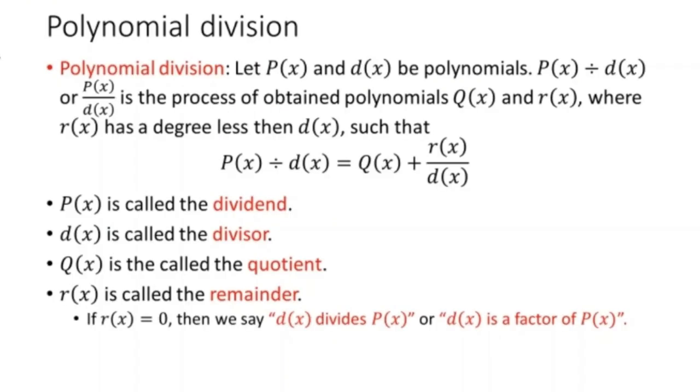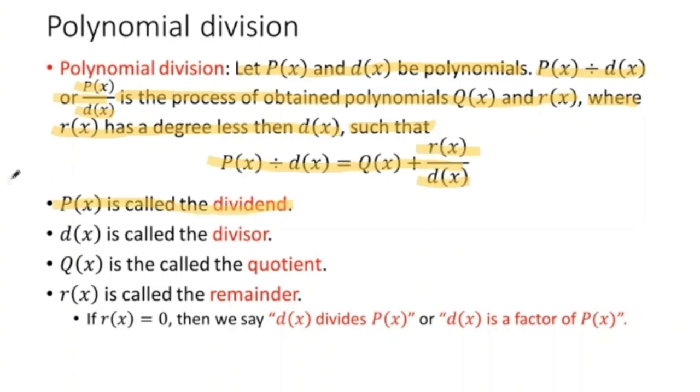Now we'll define polynomial division. We're going to let p of x and d of x be polynomials. To denote polynomial division, we'll either write p of x divided by d of x like we would with numbers, or we would write p of x over d of x looking like a fraction. But polynomial division is the process of obtaining two polynomials, q of x and r of x, where r of x has a degree less than d of x, such that p of x divided by d of x equals q of x plus r of x over d of x.